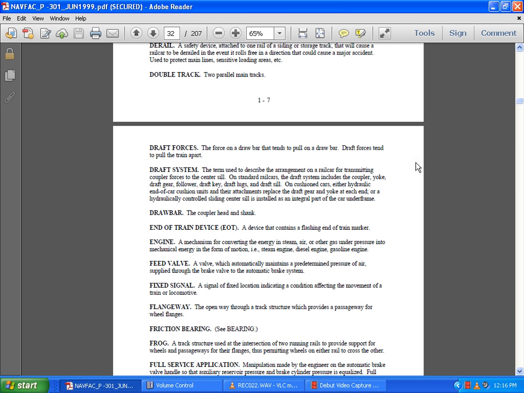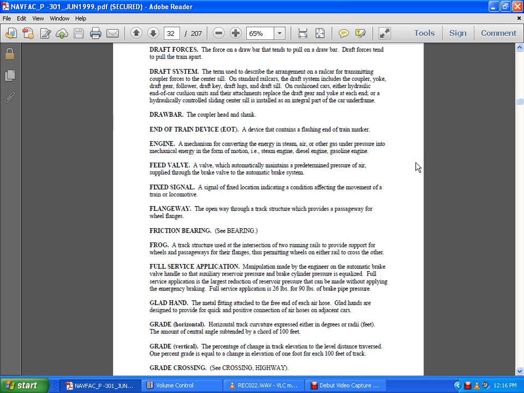The flangeway, the open way to structures, which it provides and passes wheel flanges. The friction bearing, seat bearing on the page, and frog, a track structure, is the intersection of two running rails, provided for the support of the passengers. A flange permitted wheels on either rail to cross the other.